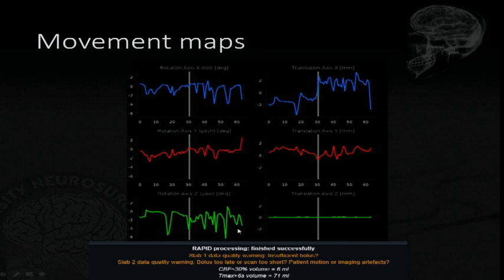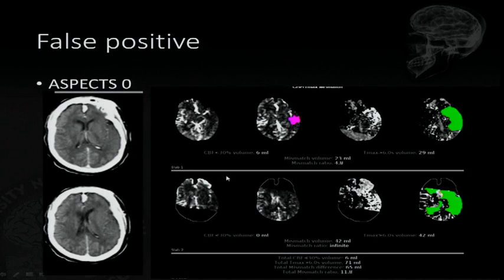Look at these movement maps. You're going to get this in the RAPID. If you see this, you know you're going to get a bad quality perfusion that you may or may not trust. This is a lot of movement. Each of these spikes is a lot of movement. And then you get this also: RAPID processing finished successfully, data quality warning, insufficient bolus, or patient motion, etc. Okay? So it gives you warnings to be aware that this may have happened. And then you look at your maps, and if they look like this, it's probably not good. Which is what happened with this one.